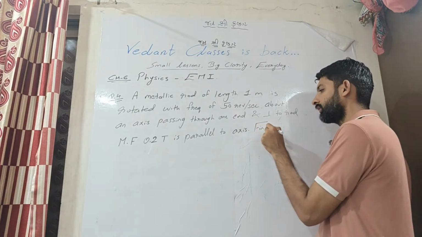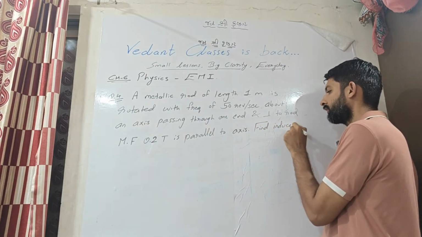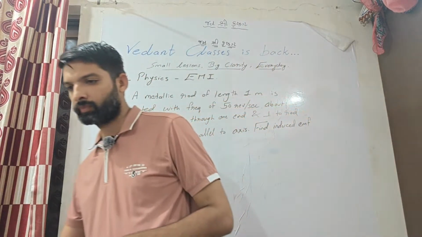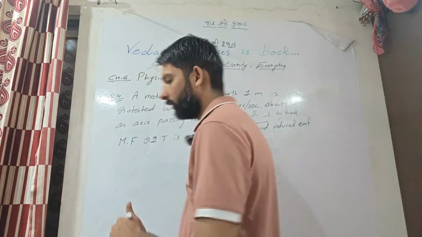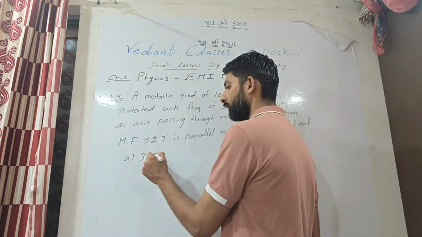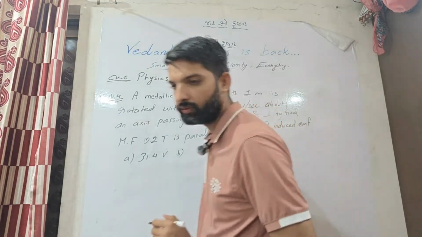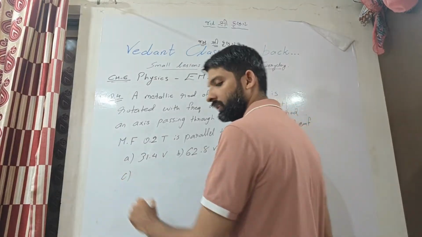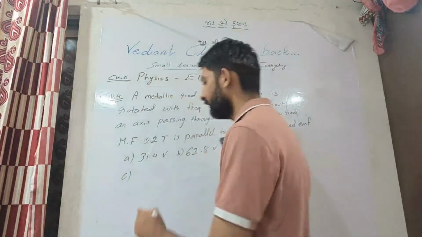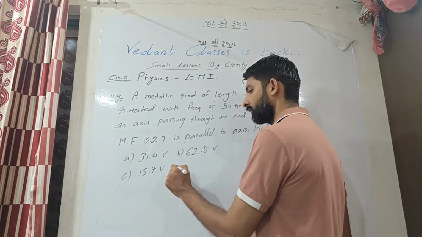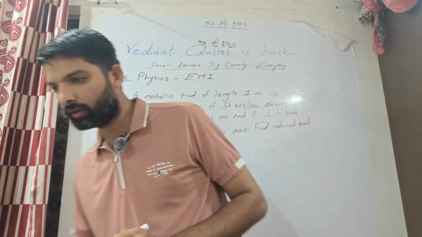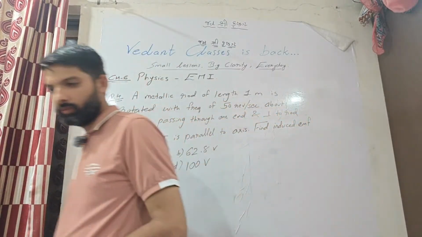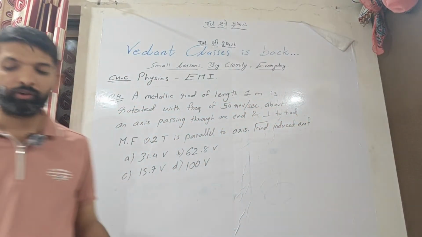Find the induced EMF. Whatever EMF is produced, you have to calculate that. Options: A is 31.4 volt. Option B is 62.8 volt. Option C 15.7 volt. And option D 100 volt. Very interesting question and very important too.